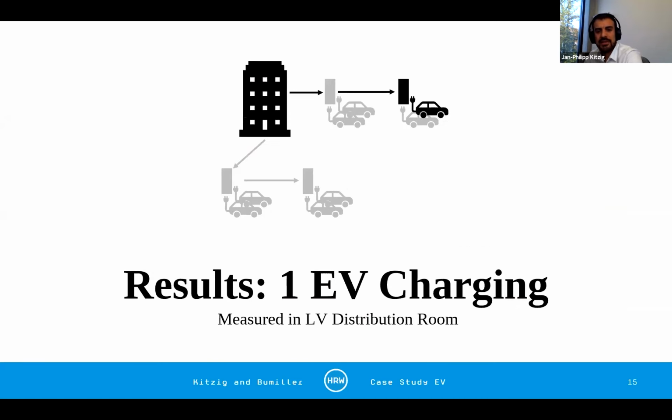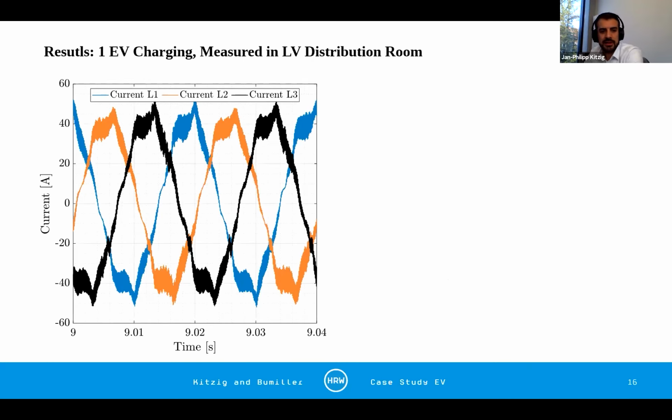So now we started with the electric vehicle charging. We connected one electric vehicle to one of these charging stations, and we were measuring in the low voltage distribution room. And now we also have current signals. This is the current drawn by this one vehicle charging. You can see it is highly distorted. We have low order harmonics, and we have some high frequency disturbances on the currents as well.